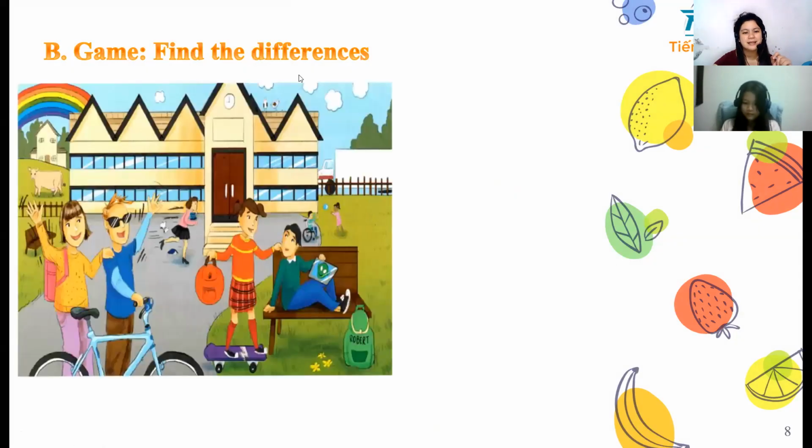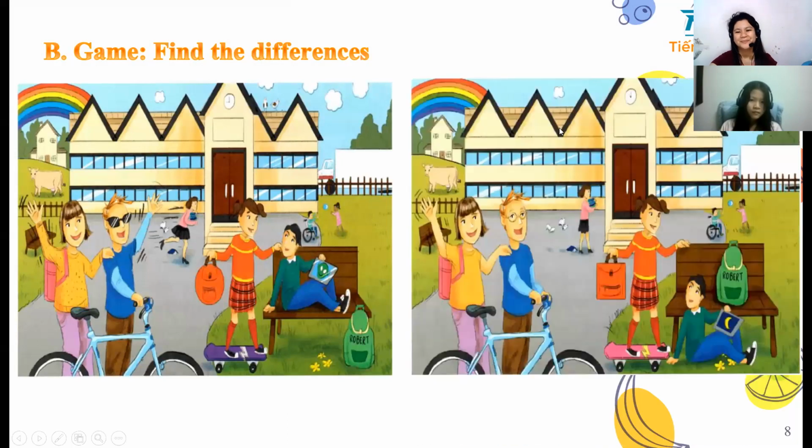This is part two, letter B. It's a game. You need to find the differences between the two pictures. This is picture one and this is picture two. You can make a circle. Circle the differences between the first picture and the second picture. Take your time. Okay. Let's see.